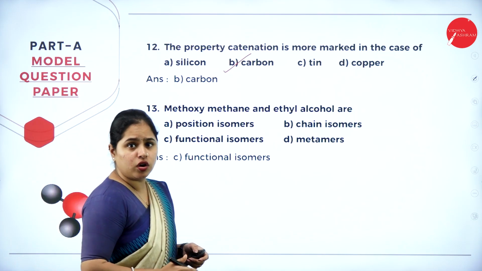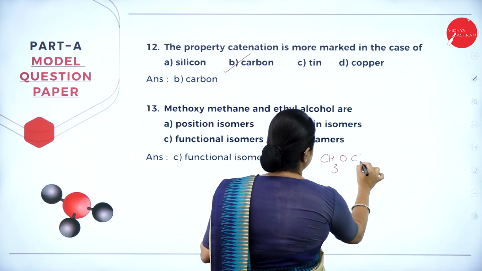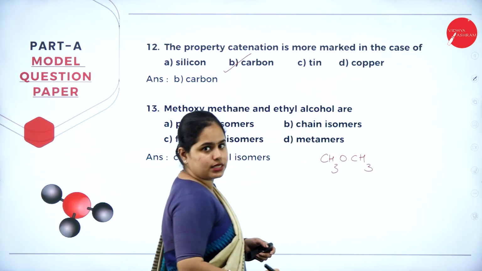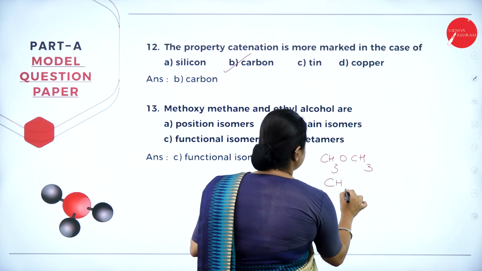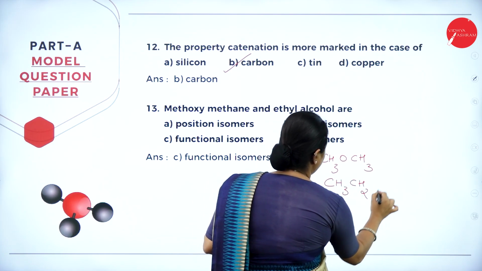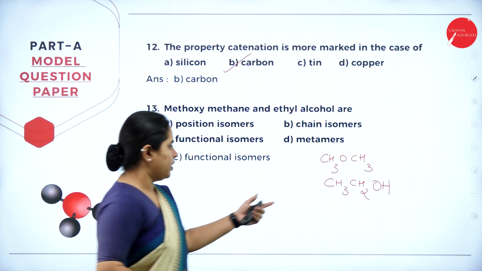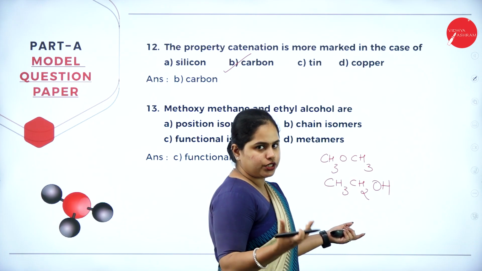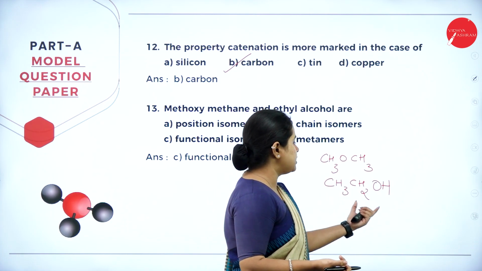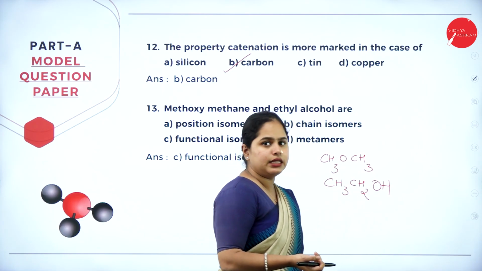So what is methoxymethane? Methoxymethane is CH3OCH3. So this is methoxymethane. And what is ethyl alcohol? Ethyl alcohol is CH3CH2OH. Okay, I've just expanded it and written it; it can be C2H5OH also, which is the condensed formula. So CH3CH2OH and CH3OCH3, methoxymethane and ethyl alcohol.